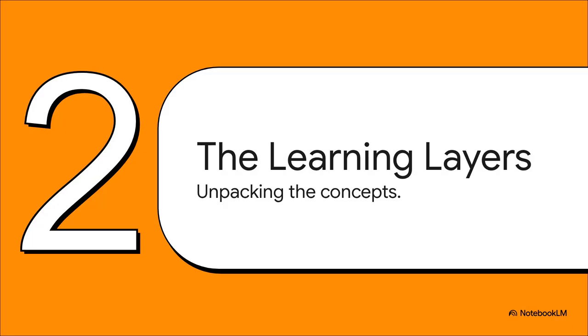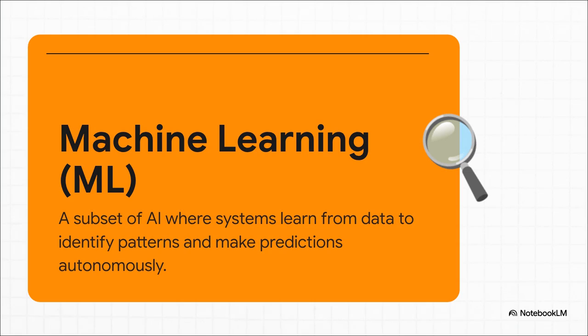Okay, so now that we've got the lay of the land, let's zoom in a little bit. Let's peel back a layer. And that brings us to section 2, the learning layers. If AI is the what we're trying to build, this part is all about the how we actually do it. So if AI is the destination, machine learning is one of the main highways to get there. Instead of a programmer writing out rules for every single little thing, with ML, you just feed the system a ton of data, and it starts to figure out the patterns for itself.